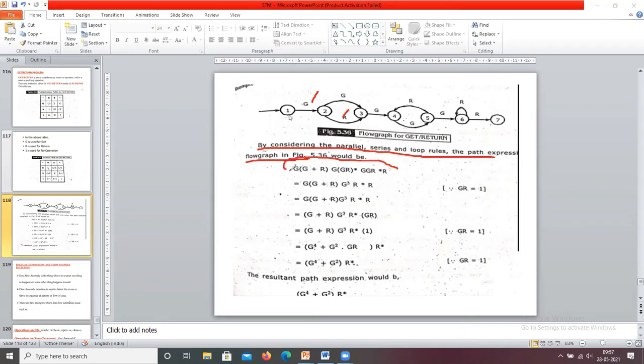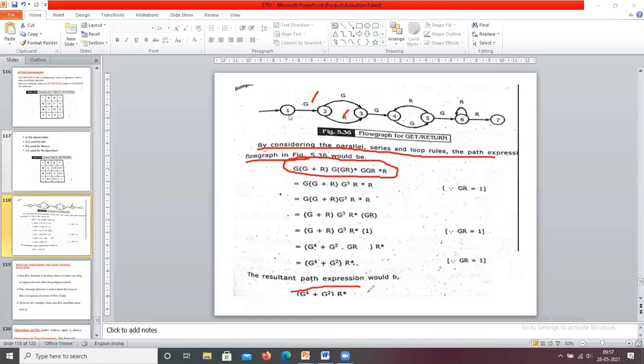So this is the flow graph. Now, when we reduce this with the help of the parallel, series and loop rules, we get this expression.